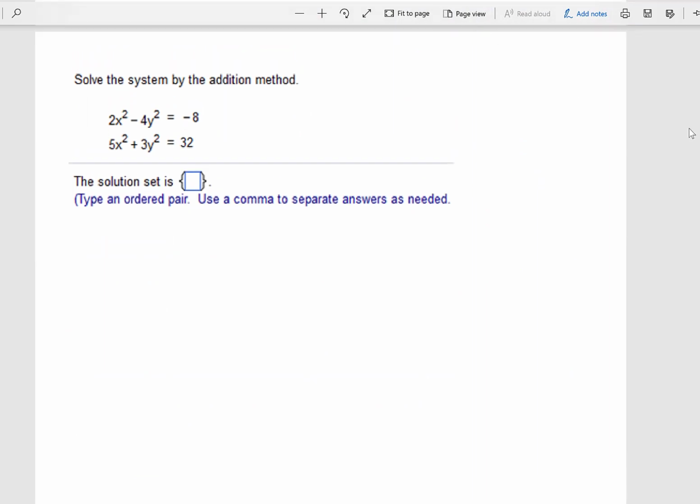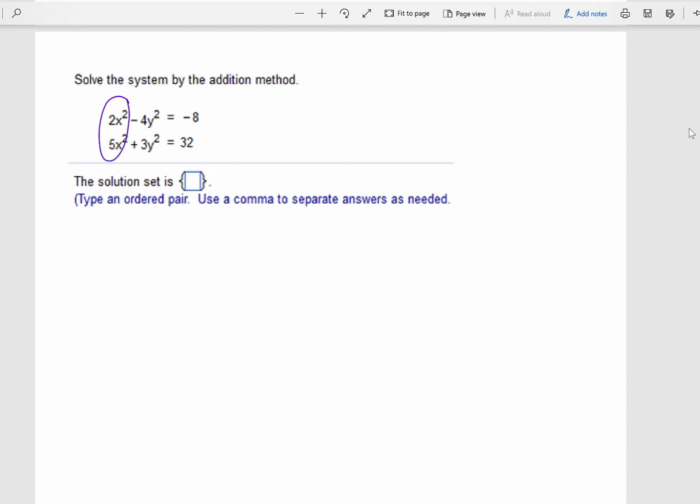They want us to solve this one using the addition method, but notice that if we were to add these two equations, nothing would be eliminated, right? So we have to manipulate this a little bit just so that we can eliminate either the x's or all of the y's. So I'm actually going to choose the x's to eliminate. So that's what my focus is on.